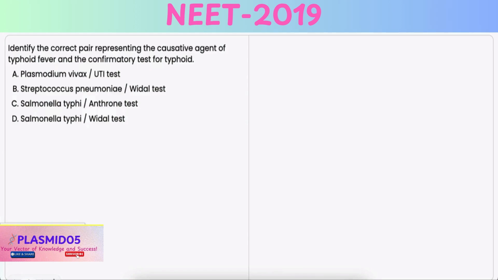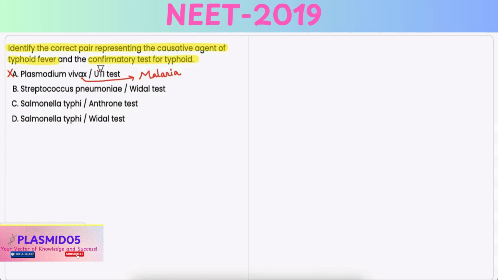In this question, you have to identify the correct pair representing the causative agent of typhoid fever and the confirmatory test for typhoid. Option A, Plasmodium vivax and UTI test. It is incorrect because Plasmodium vivax is not the causative agent of typhoid fever. It causes malaria. And the UTI test is used to diagnose urinary tract infections and not typhoid fever.